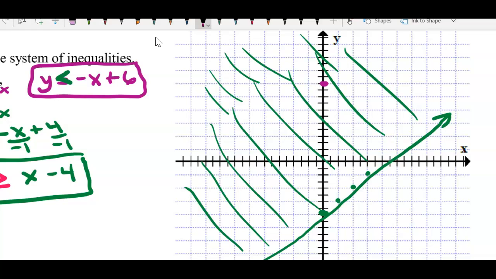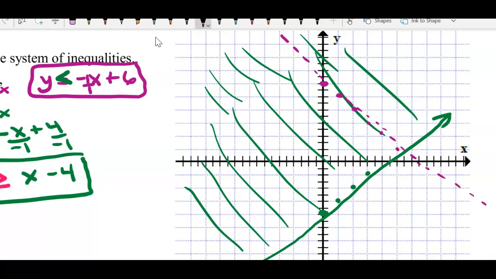And then where from there? Down 1 and right 1, because it's that negative 1 over 1. So down 1, right 1, down 1, right 1, and so on. All right, like that. Okay, and then this should be a dotted line because I changed it there, right? So it's just a less than. So let's just put it as a dotted line there.